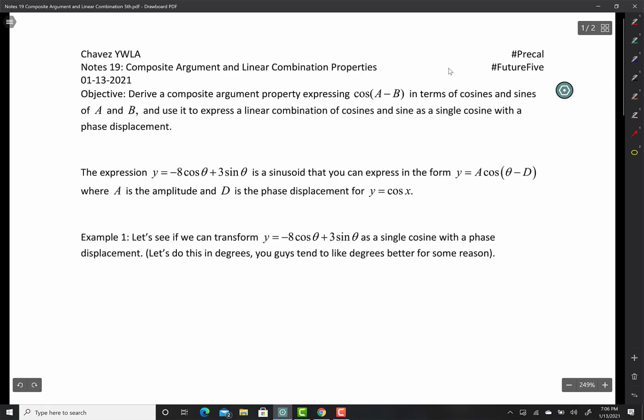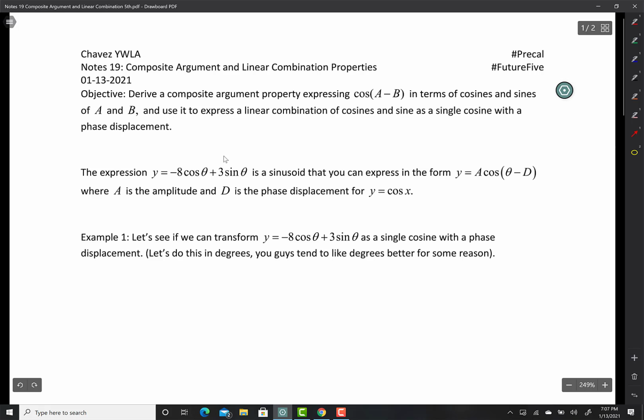All right, guys. So today we're going to do composite arguments and linear combination properties. What we pretty much are going to do is take a linear combination of cosine and sine. By linear combination I mean two waves that have the same period, same frequency, and they create one unique wave. Because they create that one unique wave, we can write it in terms of one cosine with a phase displacement. That's what's neat about it.